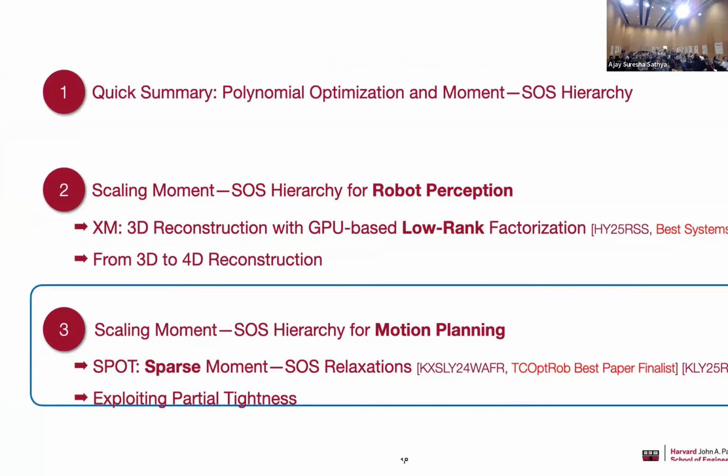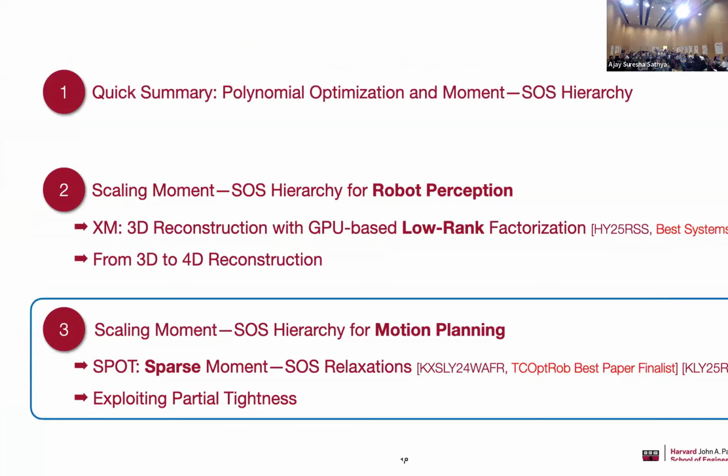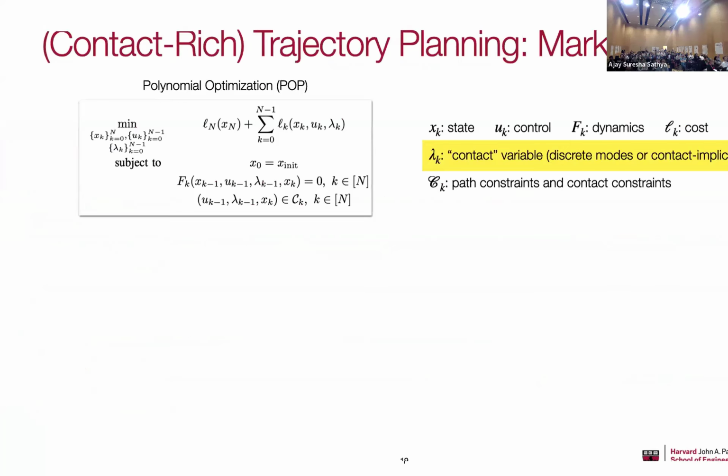Okay, then I'm going to go into a bit about motion planning. The motion planning problem that we're going to focus on here is trajectory planning, or trajectory computation. So in this formulation, we're optimizing a sequence of states and controls, where xk is a state, uk is a control, fk here is the dynamics, and lk here is the cost. We added this lambda k, what we call a contact variable, to accommodate contact-rich motion planning problems.